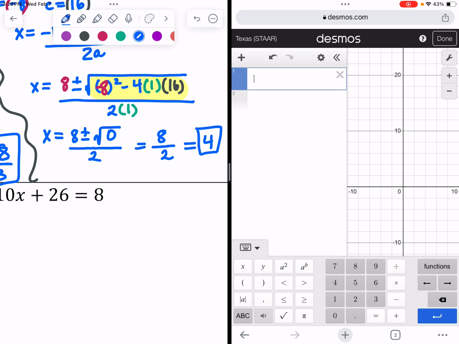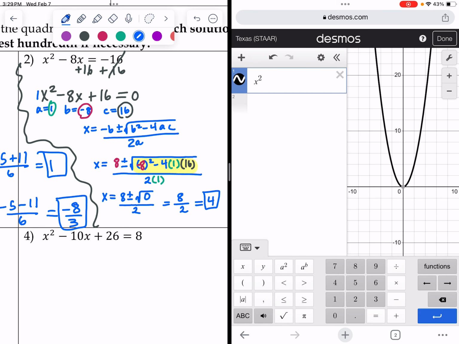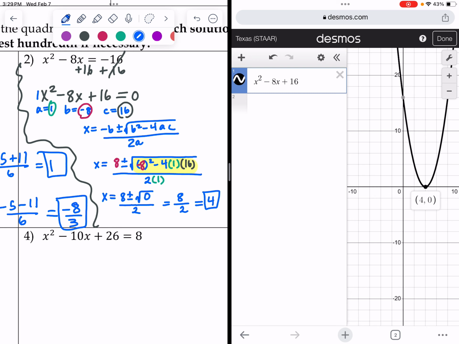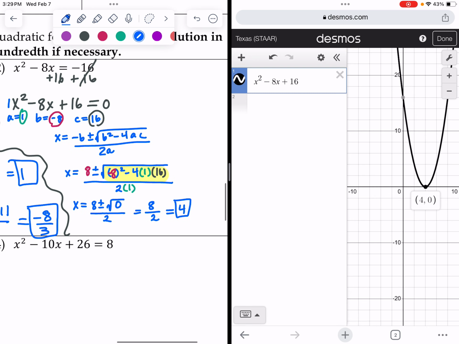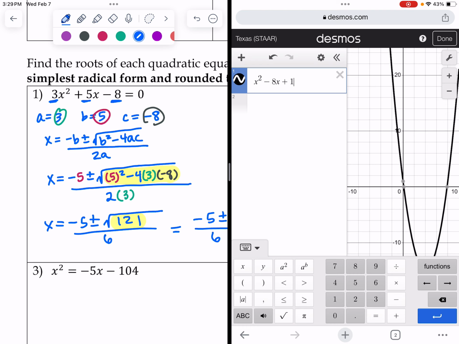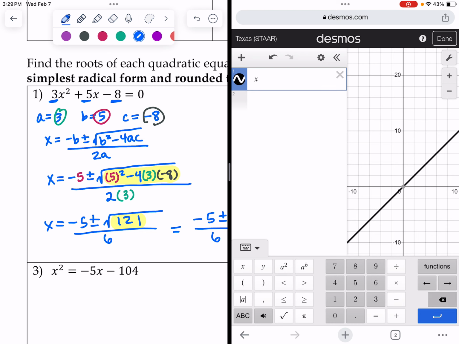And so this is one of those cases, and I'll actually just type it in for you to graph it, where we only have one solution. 4. And so x equals 4 is our only solution. Okay, we could have also graphed the last one too, just reminding you that this is just another way to solve, mostly when you don't have Desmos or a graphing calculator.